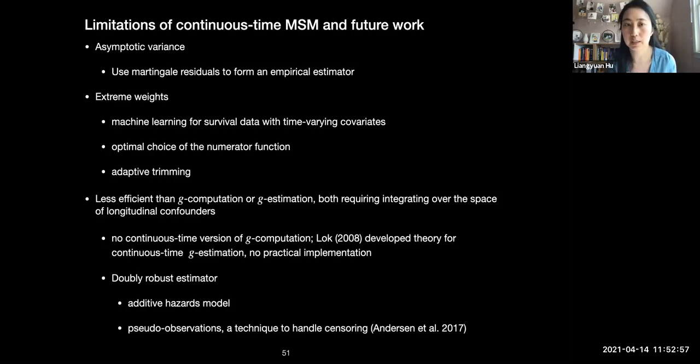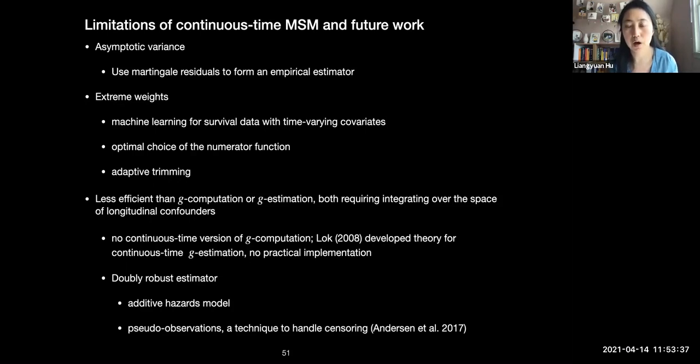An immediate next step could be, though I'm not sure if this is worthwhile, to derive the asymptotic variance by using martingale residuals to form an empirical estimator. We could do better in terms of addressing extreme weights. For example, instead of the Cox proportional model, we could use machine learning that can account for time-varying confounding to estimate the weights. We could do adaptive training perhaps to sacrifice a bit of bias to gain efficiency, to gain stability.